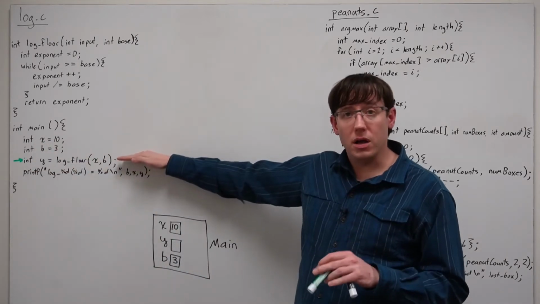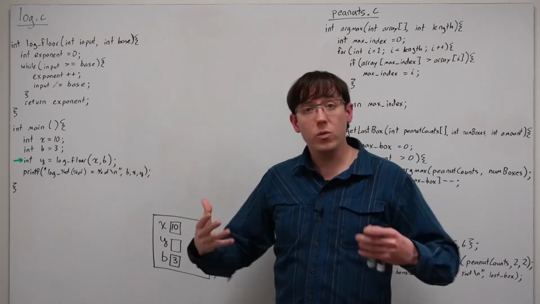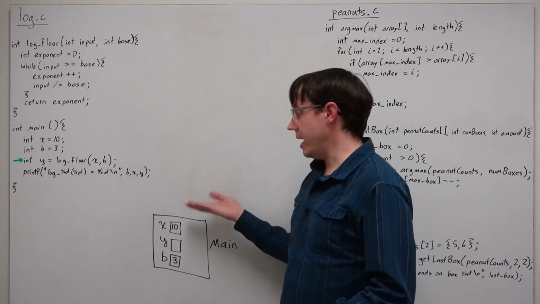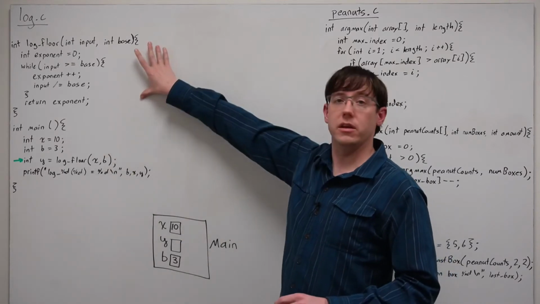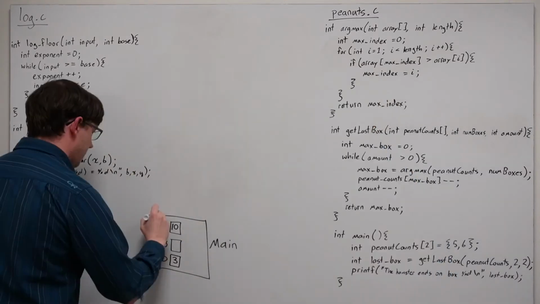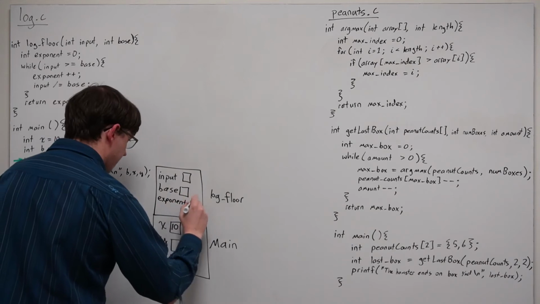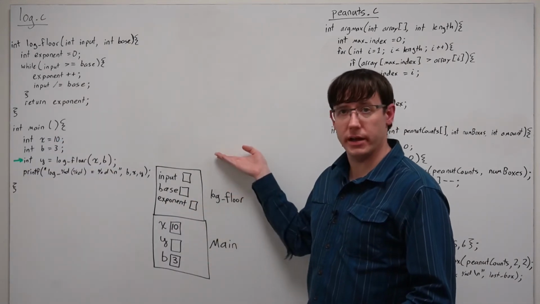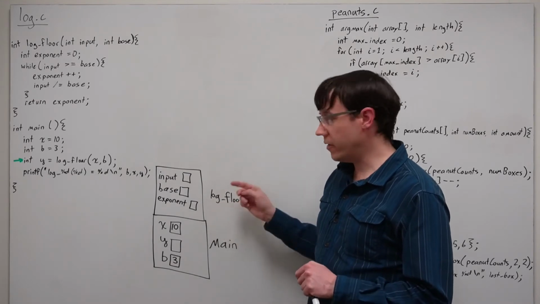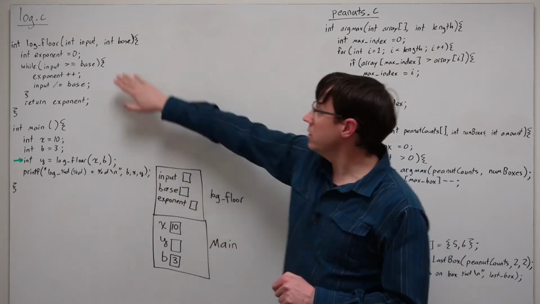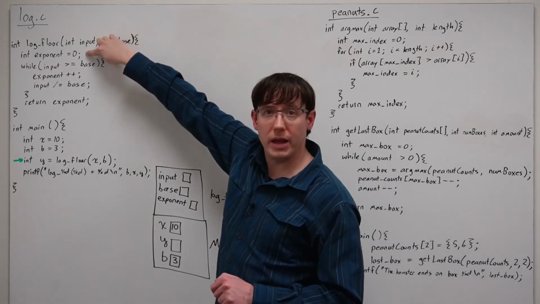So main is paused on this line until it gets back a return value from log floor, and when we call a new function, we get a new frame on top of the stack to store all of the local variables of that function. So we add another box to our stack diagram and label it as belonging to the log floor function. And that function has three variables, the two inputs that were passed in, and the local variable exponent.